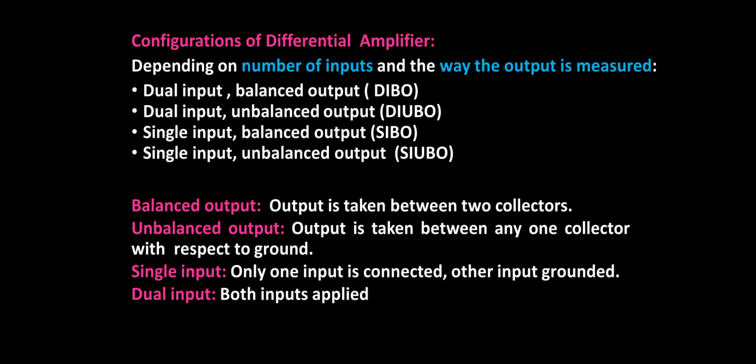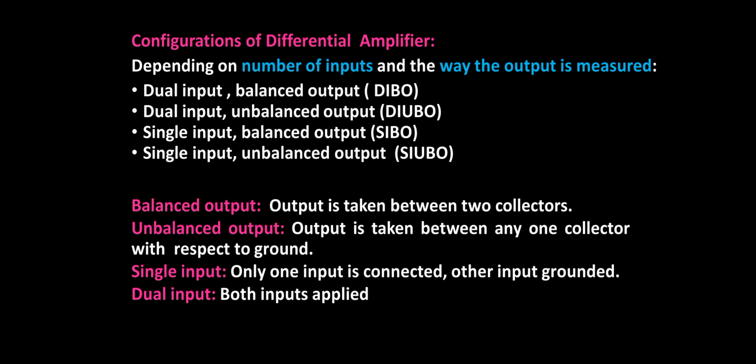First configuration is dual input balanced output differential amplifier. The second configuration is dual input unbalanced output differential amplifier. The third configuration is single input balanced output differential amplifier. And the fourth one is single input unbalanced output differential amplifier. These are the four configurations, and they depend upon the number of inputs and the way the output is measured. Here observe dual input balanced output, dual input unbalanced output, single input balanced output.